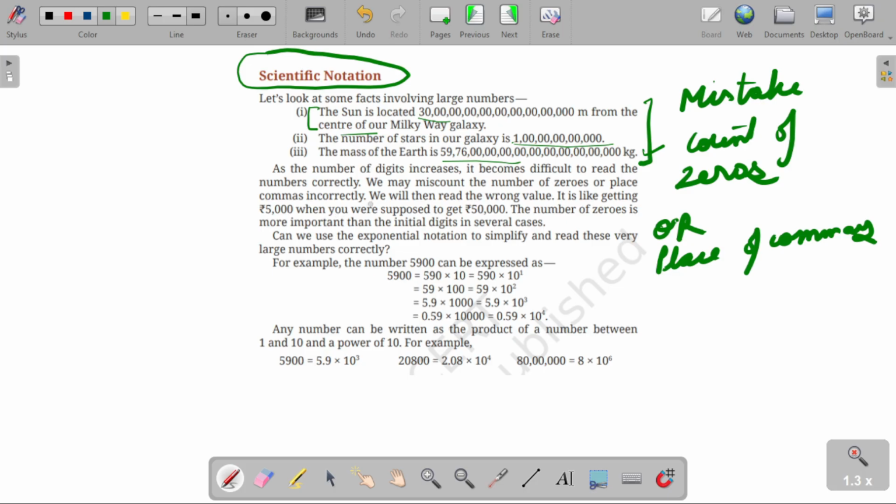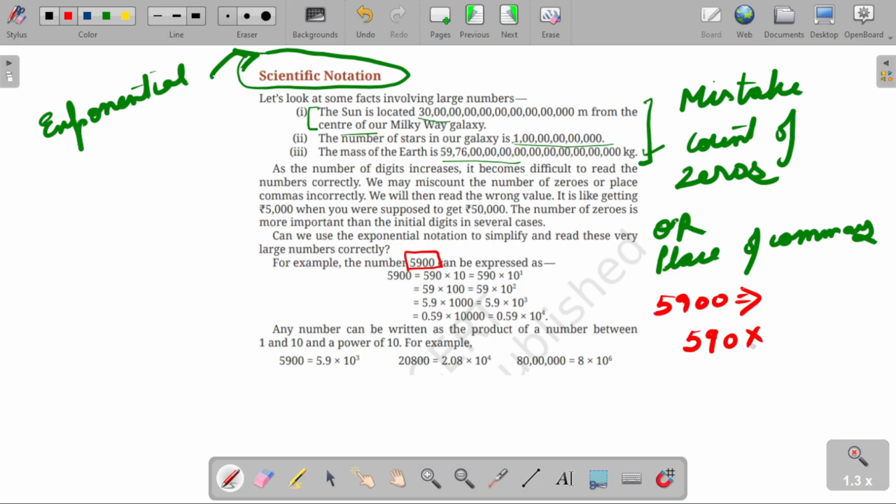So to shorten these bigger values, we have the exponential form and the scientific notation. Is it making sense to you? Like this, we have started with the lowest number, 5900. In scientific notation, or we can say in exponential form, we can write it as 590 into 10. We can write it as 59 into 10 squared. We can write it as 5.9 into 10 cubed, right?